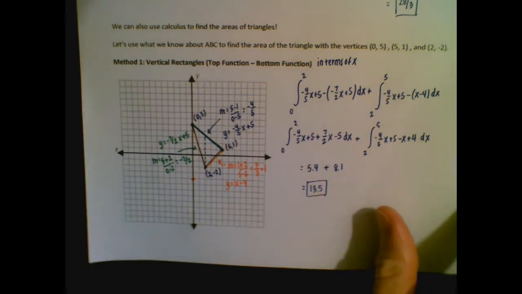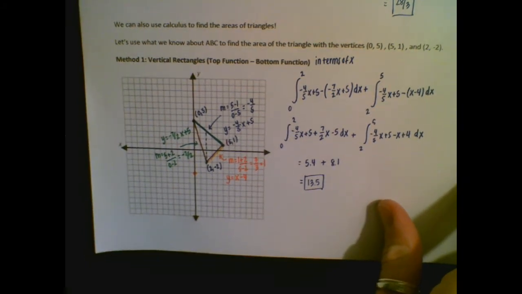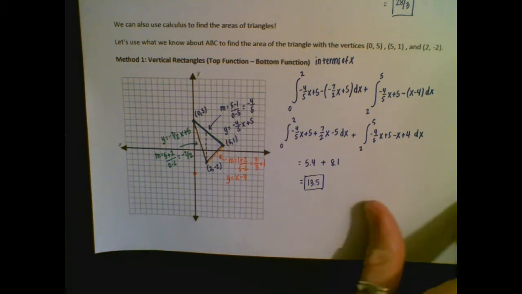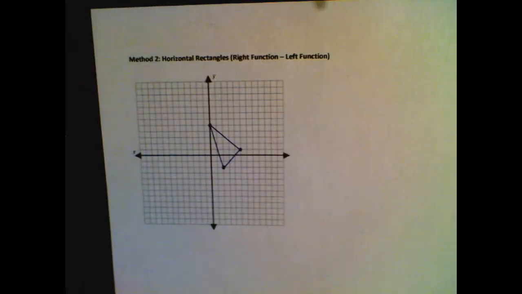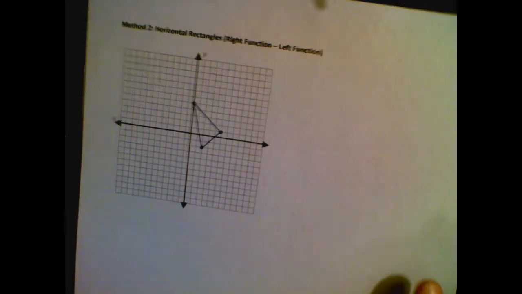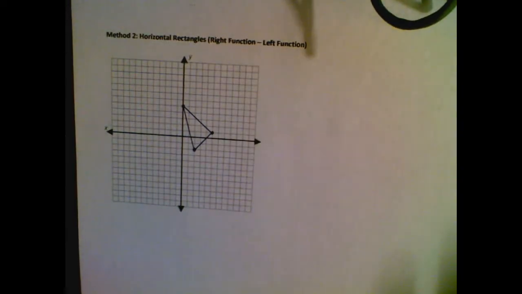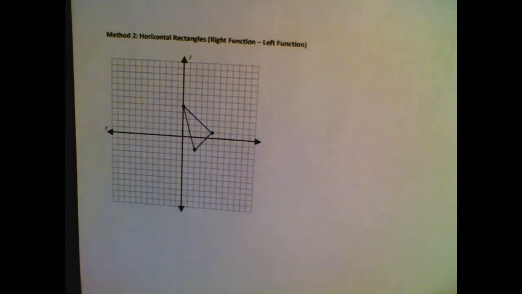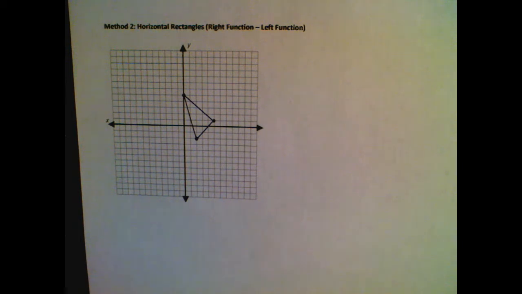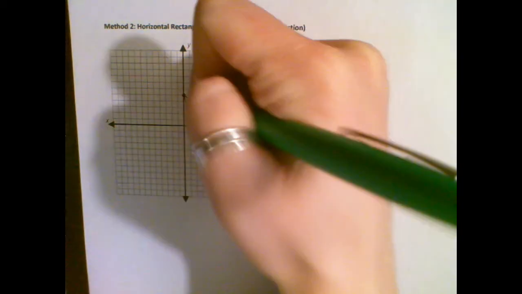So what if I wanted to use horizontal rectangles instead? What if I didn't want to do top minus bottom? So method 2 says, okay, what if I want to integrate in terms of y and use maybe the right minus left? This is where I'm going to split up my triangle a little bit differently. The nice thing is that my equations are still going to be the same, so I'm going to go ahead and rewrite those.